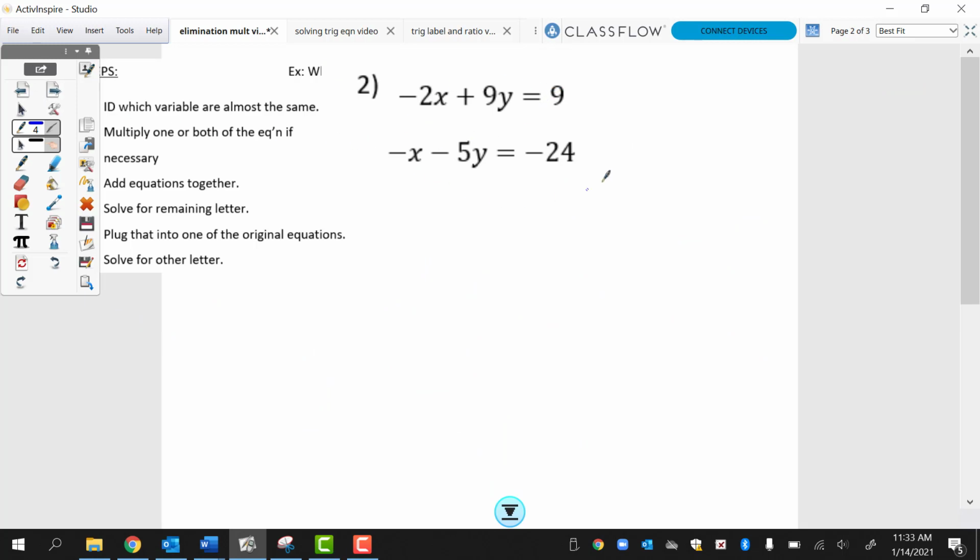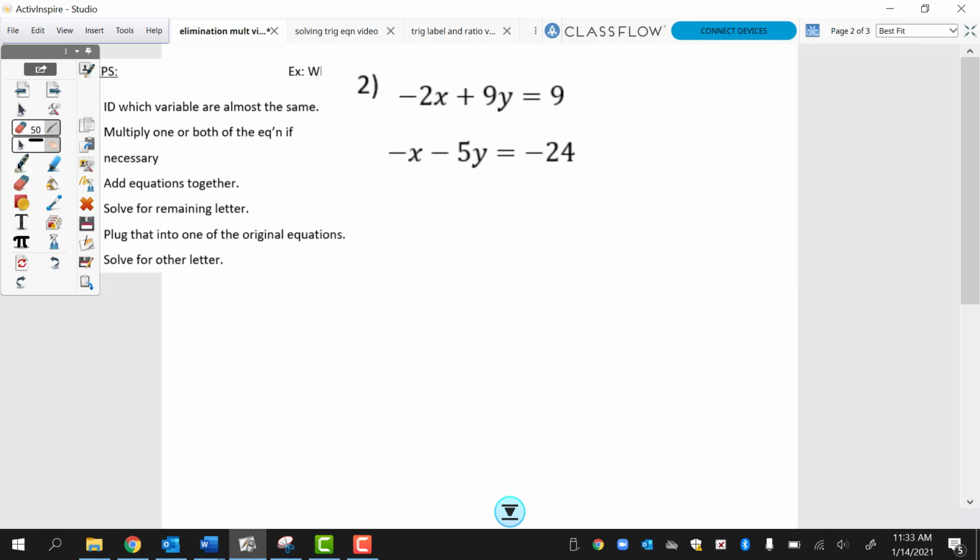So in this example, number 2, I'm going through and double checking, is anything going to add up to 0? No. If I actually add it together without changing anything, negative 2 plus negative 1 is negative 3x. 9 plus negative 5 is 4y. Oh no, neither thing added up to 0. So that means I have to multiply one of my equations.